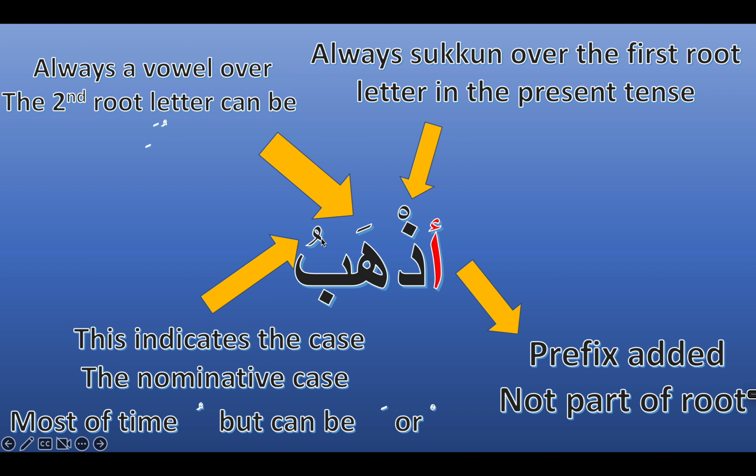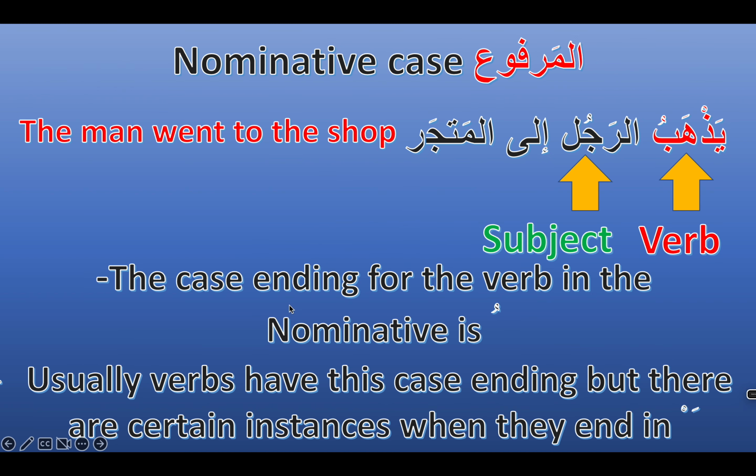And finally, we have a damma at the end, indicating the case. This is a verbal nominative sentence. So most of the time, the verbs will end in the damma because they're in the nominative. But they can end in a fatha or sukun. It's less common, and we'll see why in another video. So just most of the time, they end in a damma, as it's a nominative sentence. So the nominative case in a verbal sentence, al-marfu'.